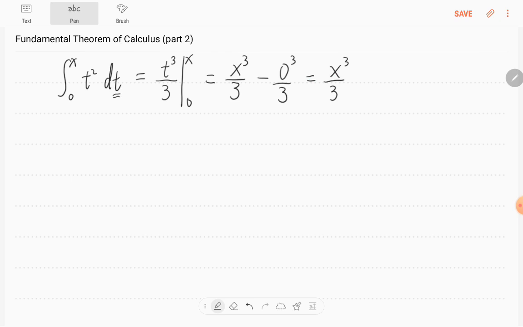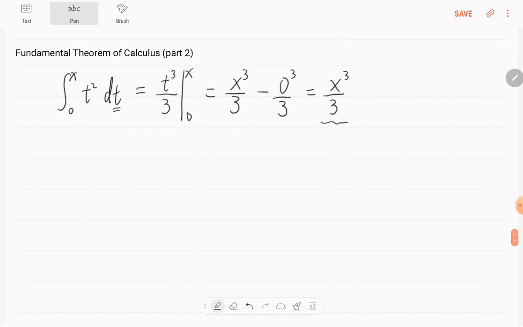So this would be a function of x, right? You can see for different values of x, you will have different results, right? So this would be a function of x, if the integration limit is not a constant anymore, but a variable.